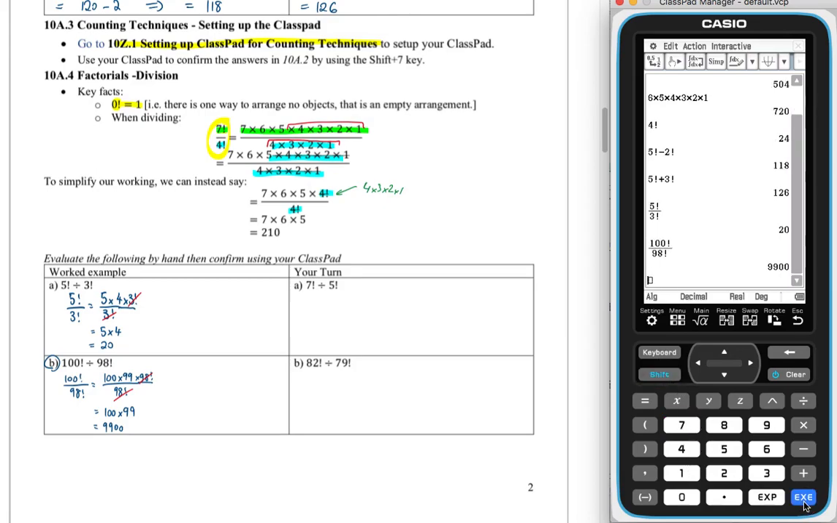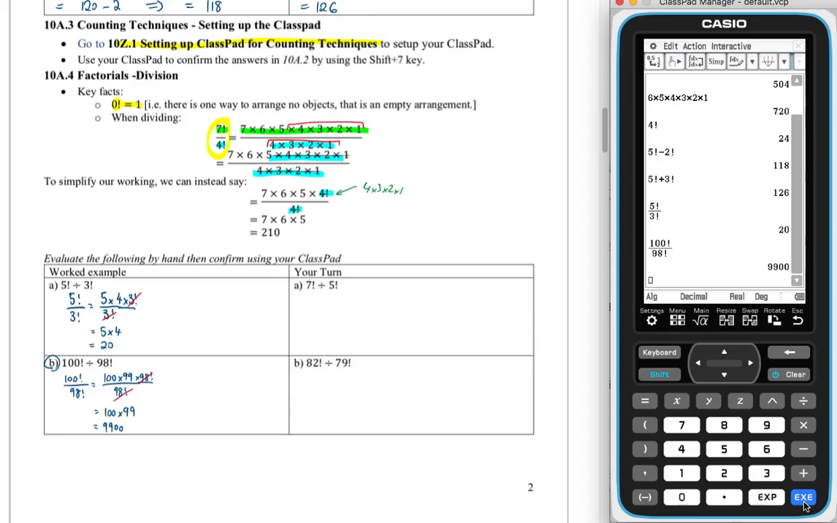There we go. So you need to be able to do this by hand. This could well be in the non-calc part of your exam or test. But to confirm with your class pad, it's very handy too, because they could also be in your calculator part. So we need to be able to do them both ways. It's your turn now. Have a go, pause the video, and then play when you're ready to see your answers.